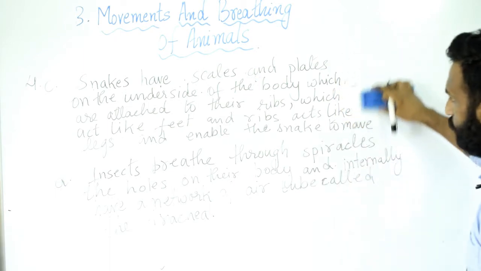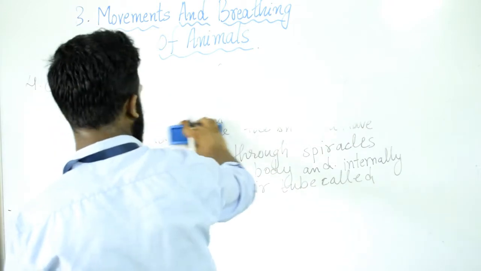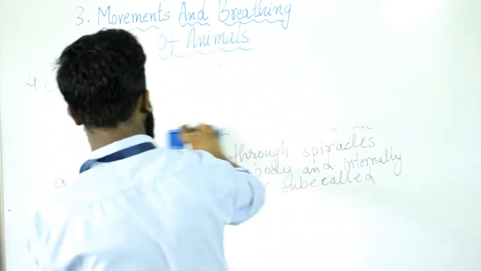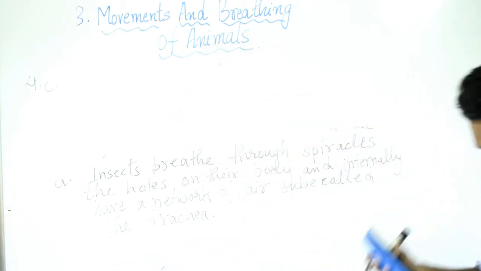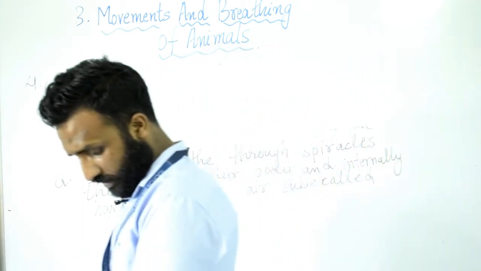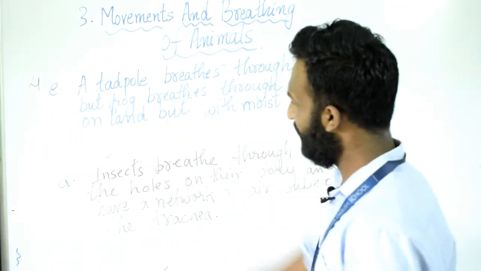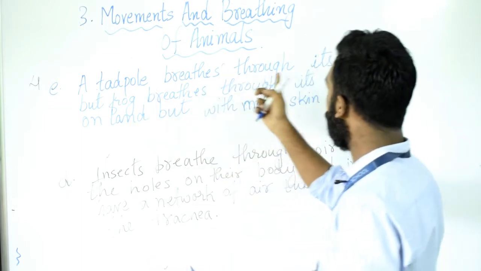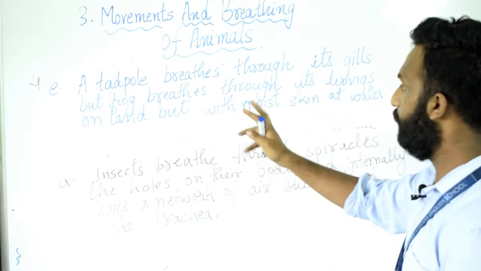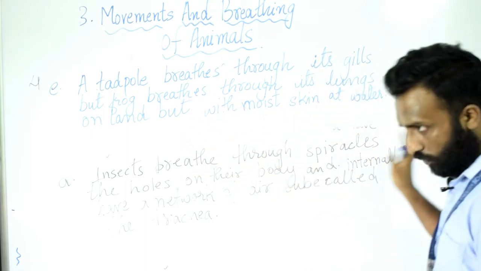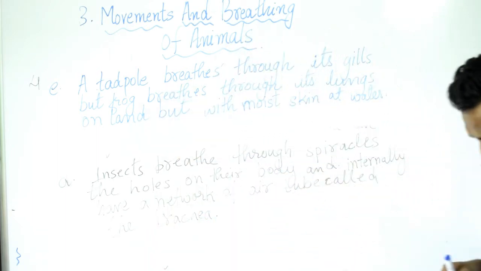Okay, so I'm erasing question number C. Now I'll do the last question of the subjective type: how is the breathing of a tadpole different from the breathing of a frog? The answer is, a tadpole breathes through its gills, but a frog breathes through its lungs on land, and through moist skin in water. So this is the difference between the breathing of a tadpole and a frog.